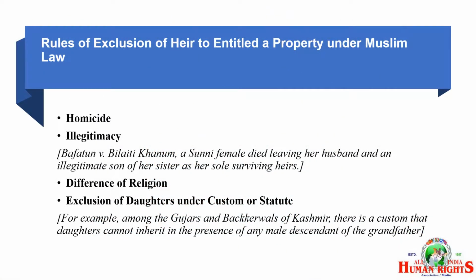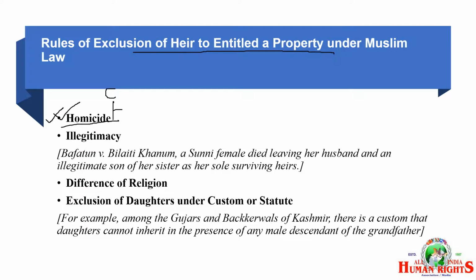Now, we shall talk about the rules of exclusion of the heir, that is, who is entitled to a property under Muslim law. Here the first topic is homicide. Homicide means whoever murders the deceased or whoever has any role in the death of the deceased will not be entitled to the property. Here the rules are a bit different when it comes to Shias and the Sunnis.